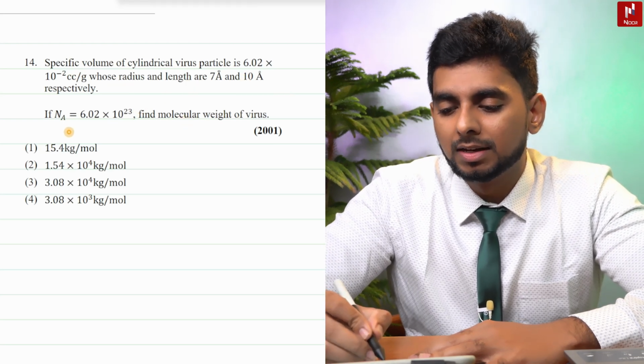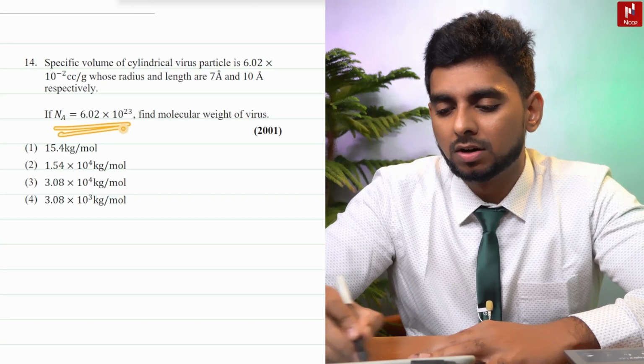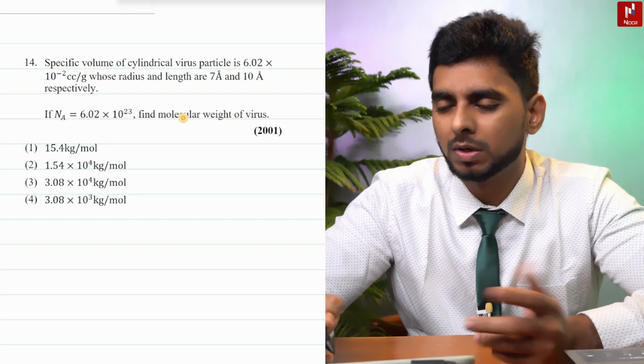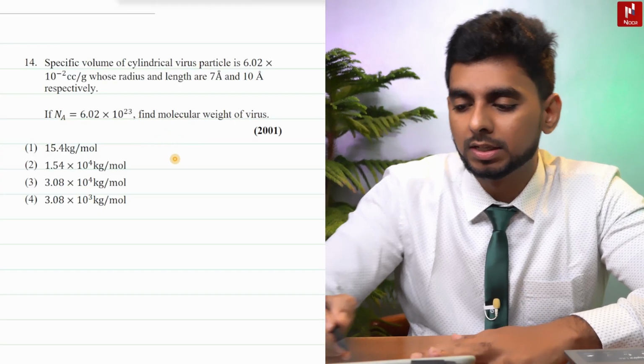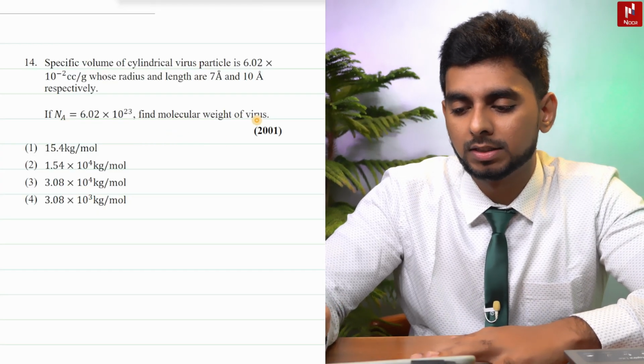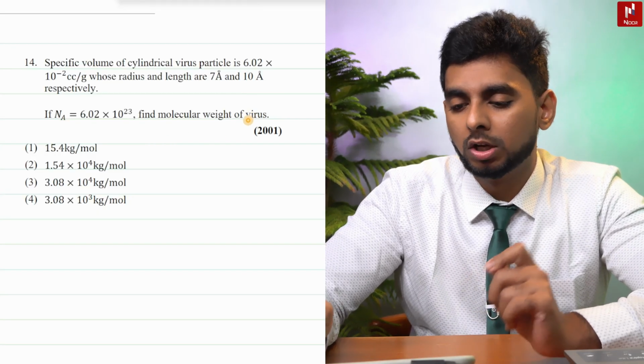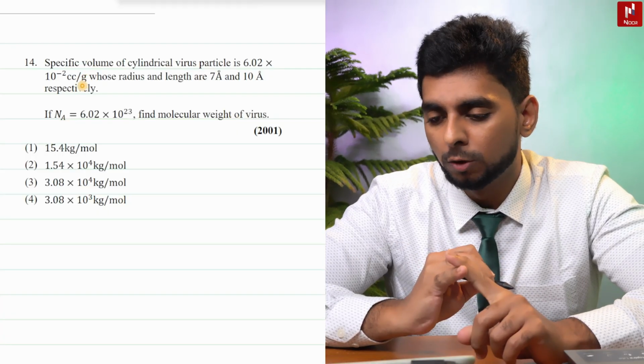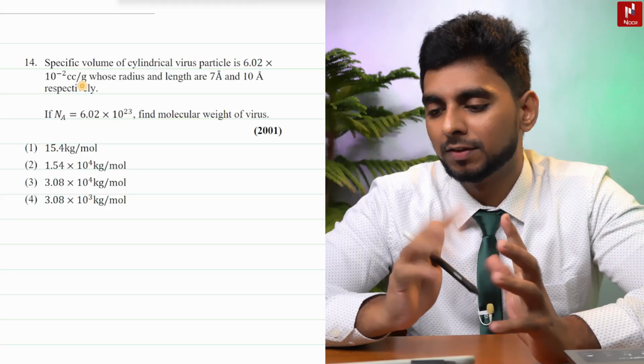If Na is the number of particles, this is the Avogadro number 6.02 into 10 power 23, they have given us the Avogadro number, which we already know. What they are asking us to find is the molecular weight of the virus. So I need to find the molecular weight of this particular virus. They have given us the specific volume, the radius and the length. They have given us the dimensions.